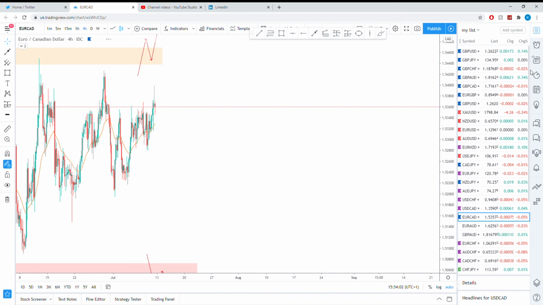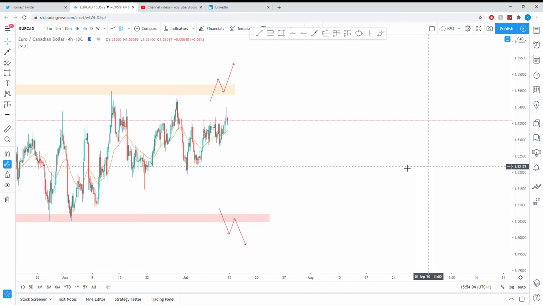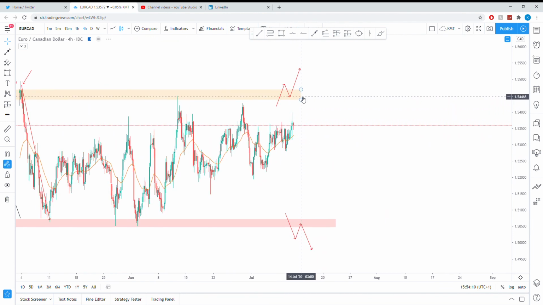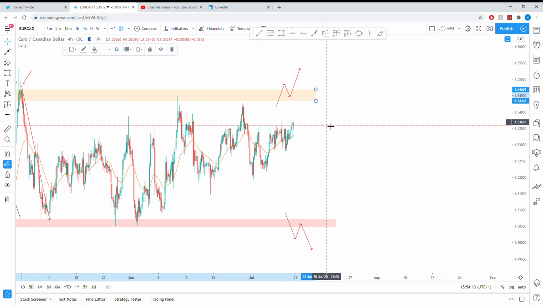Coming to the final pair, EURJPY is just not making its move. We're slowly making our way to the upside again. So it'd be very interesting if we could get the breakout. I could see this being a very huge move.